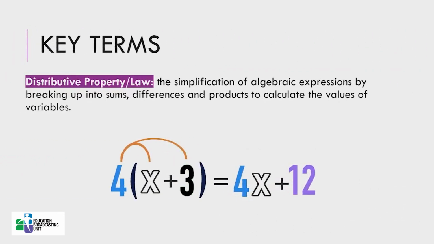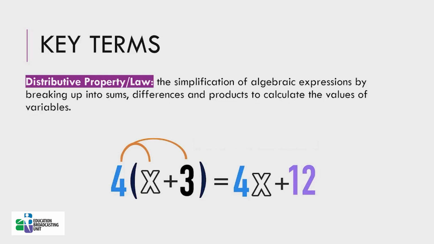And the last term we will look at is the distributive property or the distributive law. The simplification of algebraic expressions by breaking up into sums, differences of product to calculate the values of variables. And remember, we know that the letters in algebra, those are the variables. So we have an expression here.